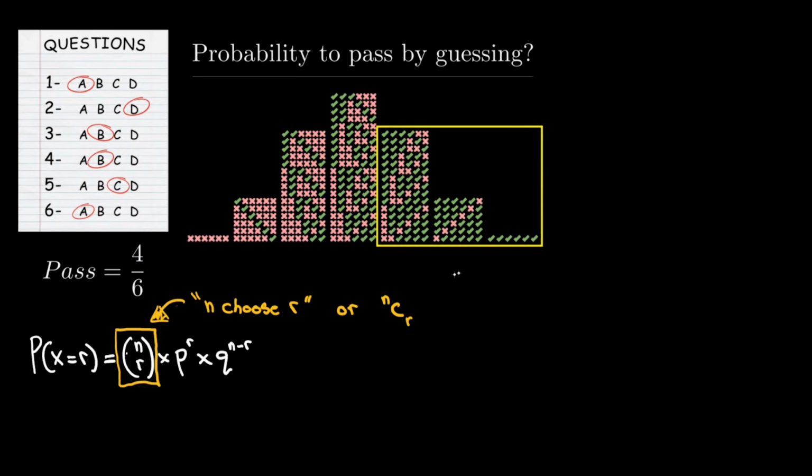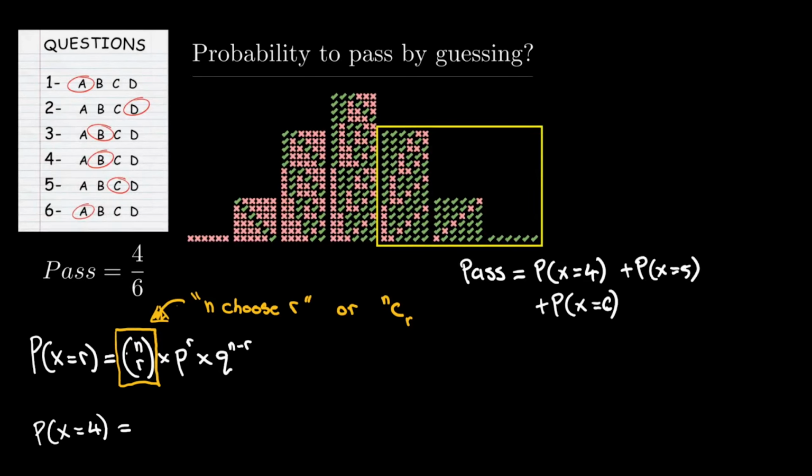So if I look into this example, I know the probability that I'm going to pass is going to be equal to the probability of getting 4 out of 6 correct, 5 out of 6 correct, or 6 out of 6 correct. I'm just going to calculate the individual probability of getting each of these correct. Let's say getting 4 out of 6 correct. If I put this into my formula, I get 6 options. I need to choose 4 of them. Multiplied by the probability of success, which is 0.25 to the power of 4, times the probability of failure, which is 0.75 to the power of 2.